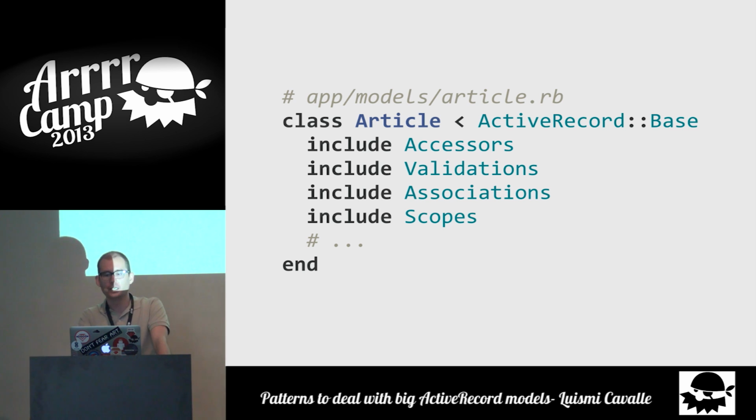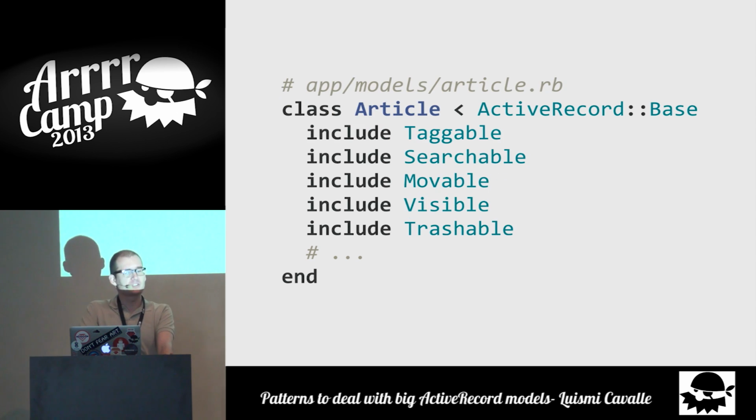The third problem is that these modules don't have any potential whatsoever for reuse. We would never include any of these modules in any other class, as these are specific to the article. And finally, these modules are not named after domain concepts. You know, our users don't know anything about accessors or validations or associations or scopes. They know about articles, comments, tags, blogs, and so on.